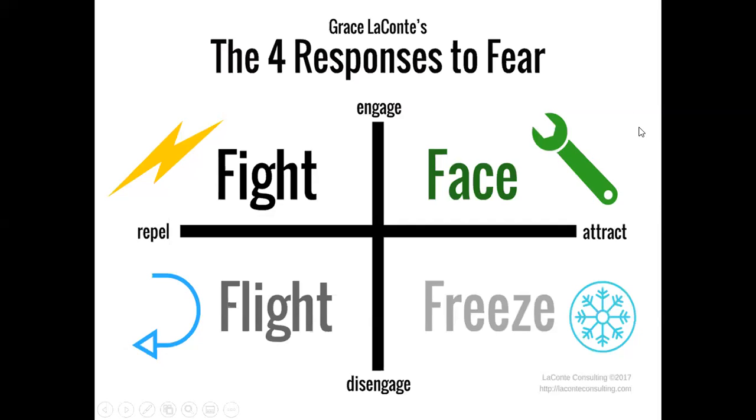But if we were wanting to go over each one of these, fight is more of the responses where we attack. Emotions, we might be angry, scared. The outcomes of this might be we're insulting, blaming, we have mistrust. And then the opposite of that is face. So here we're defending ourselves and confronting the fear. Emotions, we might feel connected. Outcomes, we're persevering and we keep on going.